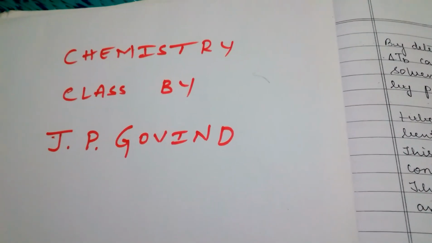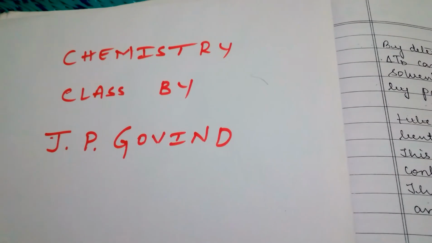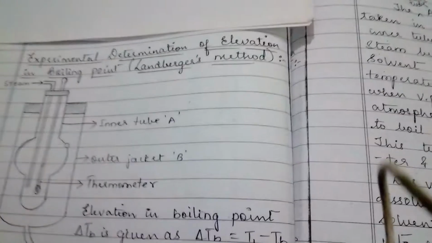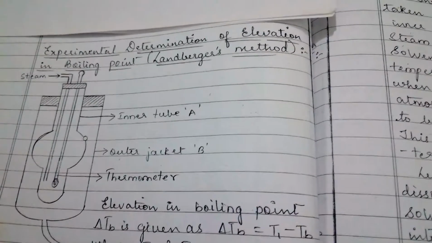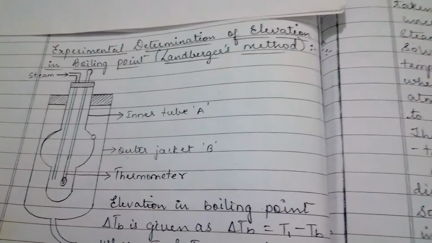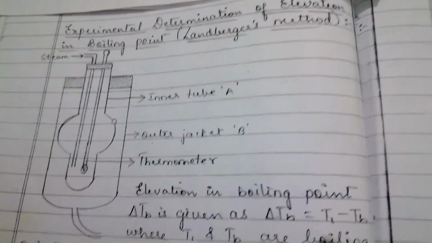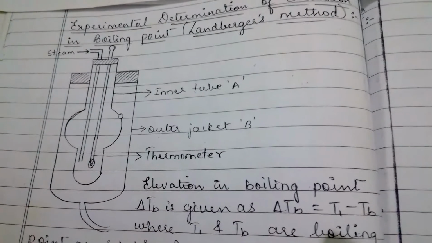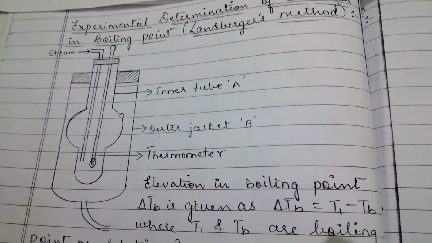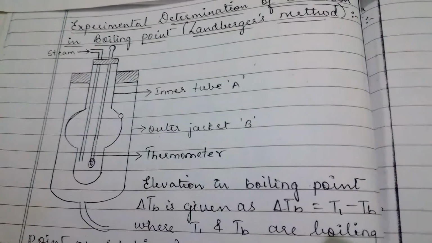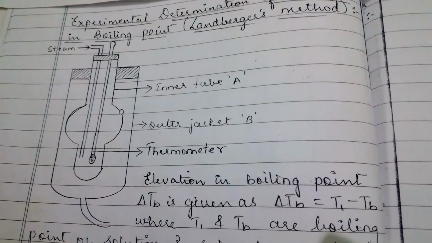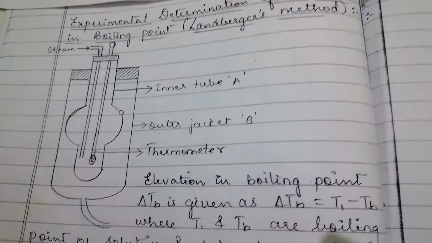Let us continue the fourth part of colligative property, that is, experimental determination of elevation in boiling point by Landsberger's method. Let us try to understand the figure first. It consists of an outer jacket B and it has an inner tube A. That inner tube consists of a thermometer and is connected with a steam glass tube.